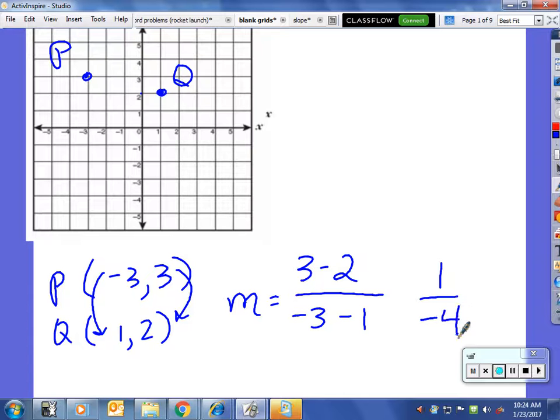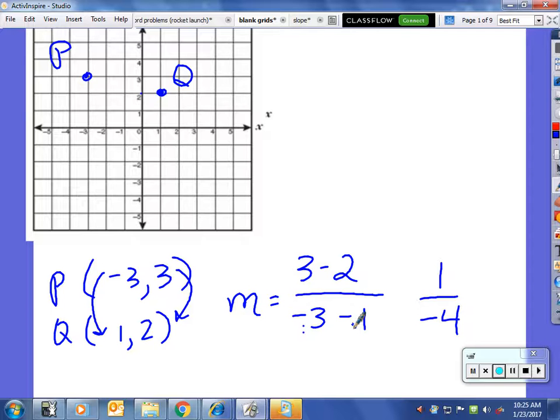-4. Right? And if you're not good with subtracting negatives, then by all means use your calculator. 3 minus 2 is 1, and -3 minus 1, that turns into -3 minus -1. Remember? That's two negatives, that's -4. I mean plus negative 1.